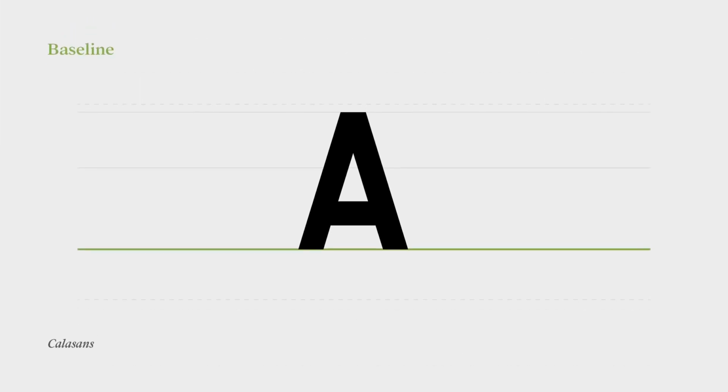B is for baseline. The baseline is the line upon which the letters in a font appear to rest. Capital letters sit on the baseline with the exception of Q and J that can sometimes extend just below it.